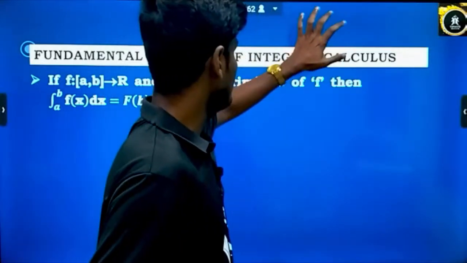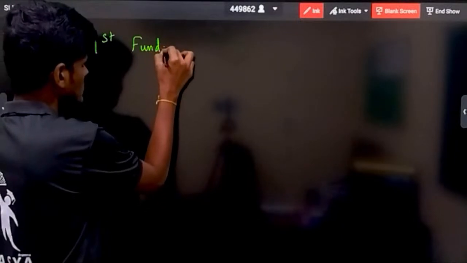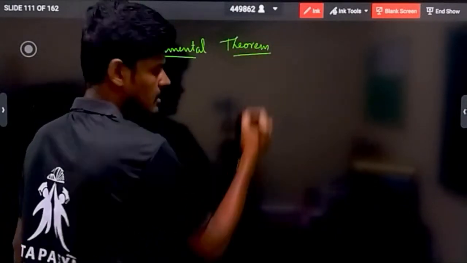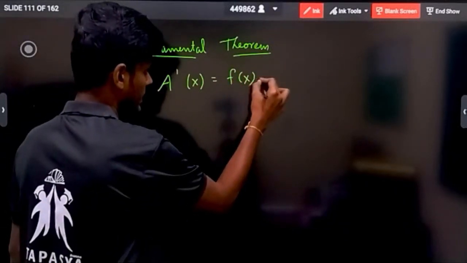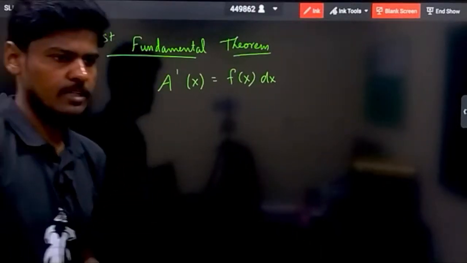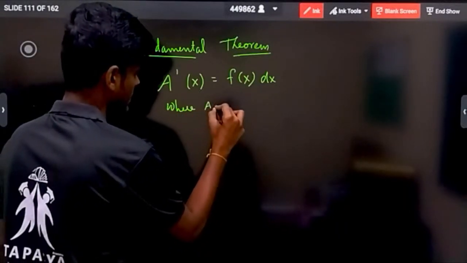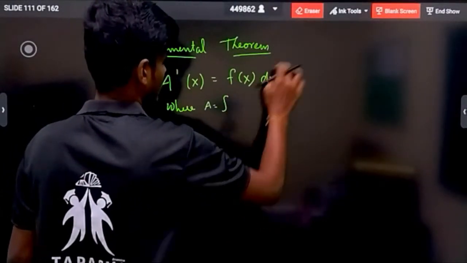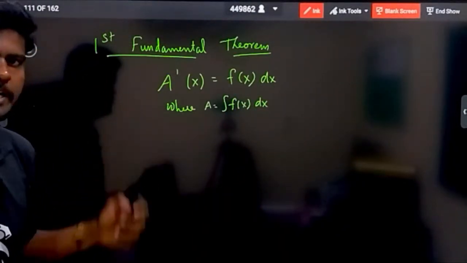The first fundamental theorem of integral calculus is: we differentiate the area function, and that will give us the integrand, that is f of x, where A is the area, which is nothing but the integral of f of x dx. Now this is the area function.